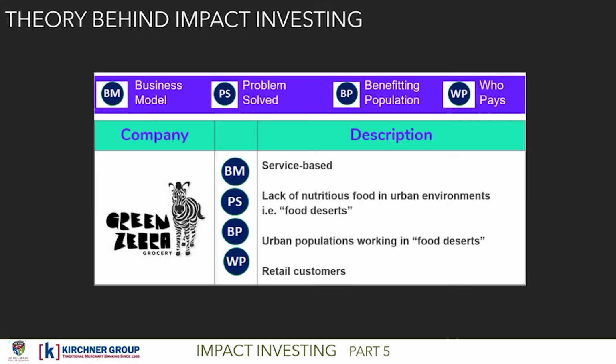This is a company that mixes the whole food approach to healthy food with the 7-Eleven convenience store model. Even though what they sell are products, they are considered to be a service-based business model, since they are in the retail industry. The problem that they are solving is the lack of nutritious food in urban environments, also known as food deserts. The benefited population that they are helping is the urban population that lives in these food deserts. And the ones that pay are the retail customers that buy the products from this store.